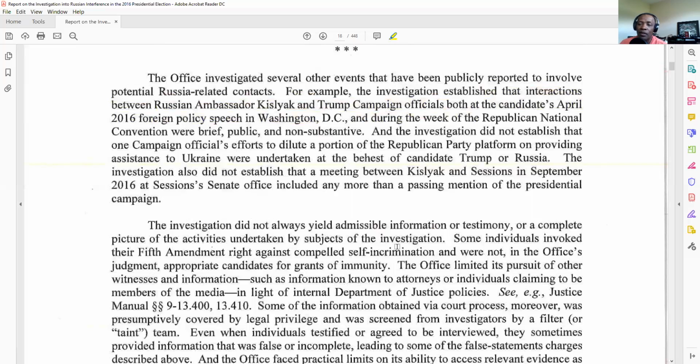For example, the investigation established that interaction between Russian Ambassador Kislyak and the Trump campaign officials, both at the candidate's April 2016 foreign policy speech in Washington, D.C., and during the week of the Republican National Convention, were brief, public, and non-substantive. And the investigation did not establish that one campaign official's effort to dilute a portion of the Republican Party's platform on providing assistance to Ukraine was undertaken at the behest of candidate Trump or Russia. The investigation also did not establish that a meeting between Kislyak and Sessions in September 2016 at Sessions' Senate office included any more than a passing mention of the presidential campaign.